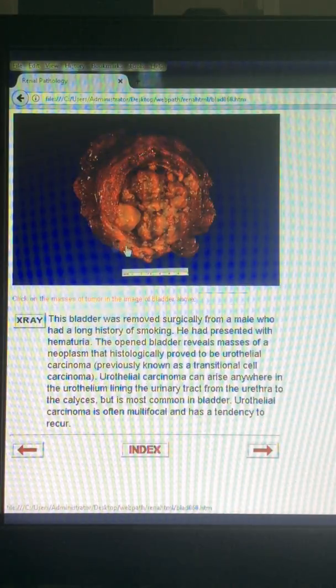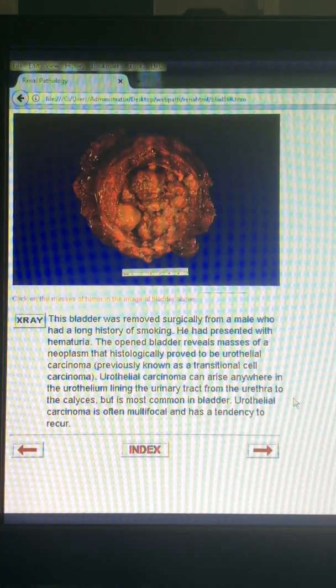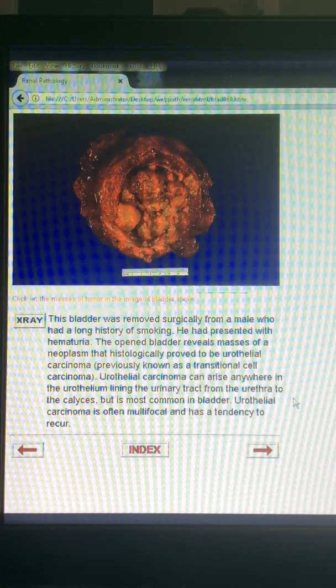Again, another example of urothelial carcinoma. This is the urinary bladder, and you can see it's filled with a proliferation of a neoplasm with papillary-like projection. Most likely, the risk factor for that is smoking, one. Second, what's important of urothelial carcinoma is multifocality. So it will be multifocal.